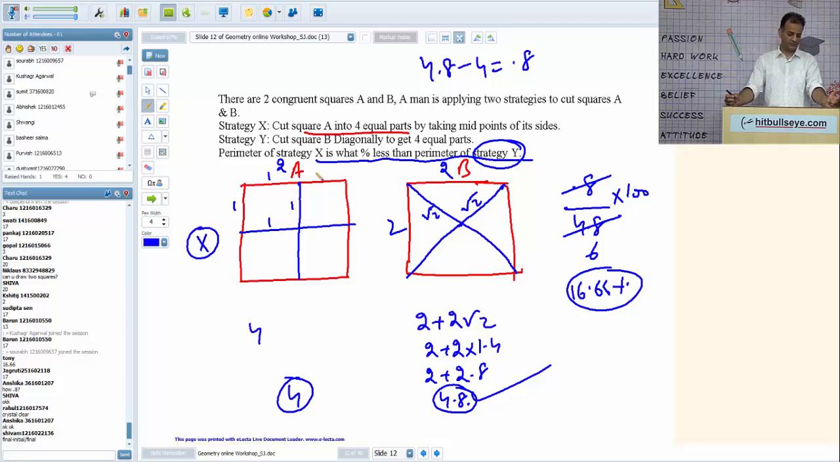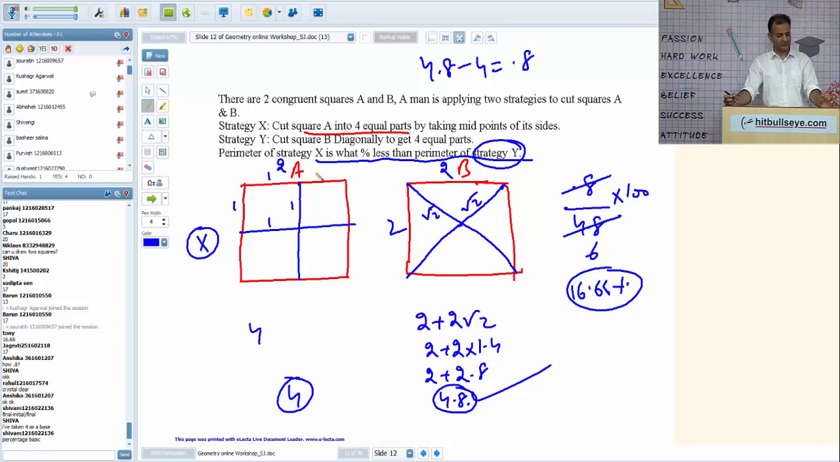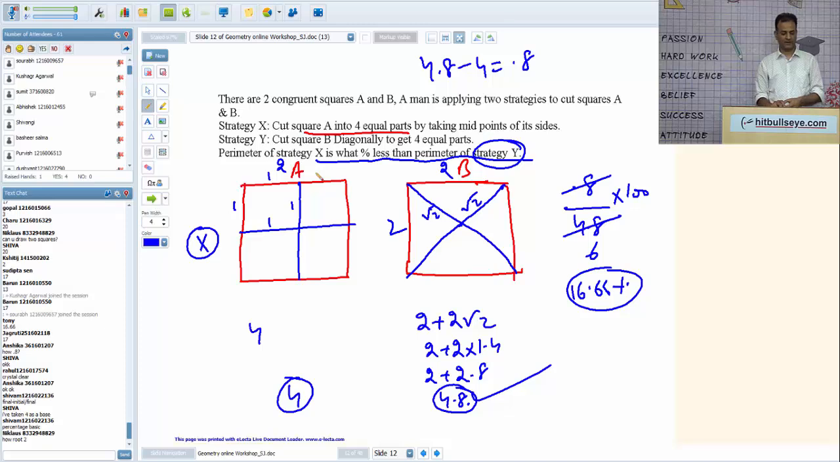Yes, Shivam. Like in data interpretation you have done, you can take 4 as a base, 2 as a base, X as a base. You can take anything. But again, if you think in numbers, it will be very easy for you. You can do it orally. But again, the main thing is you have to read under time pressure. What is strategy X? What is strategy Y? Clear? Now move to the next question.